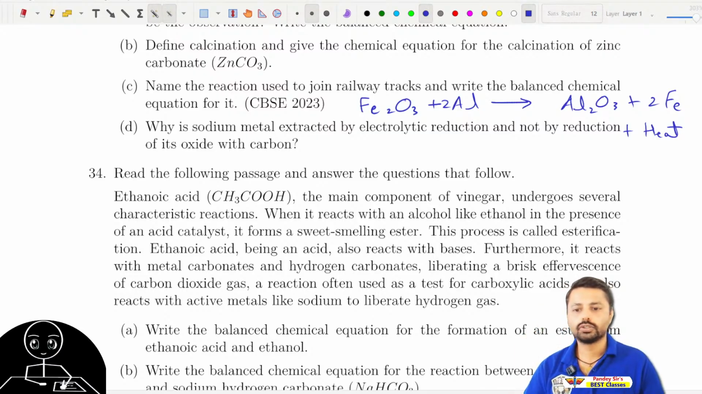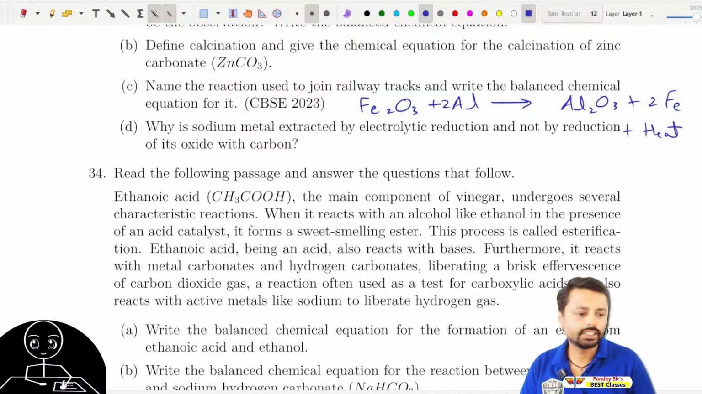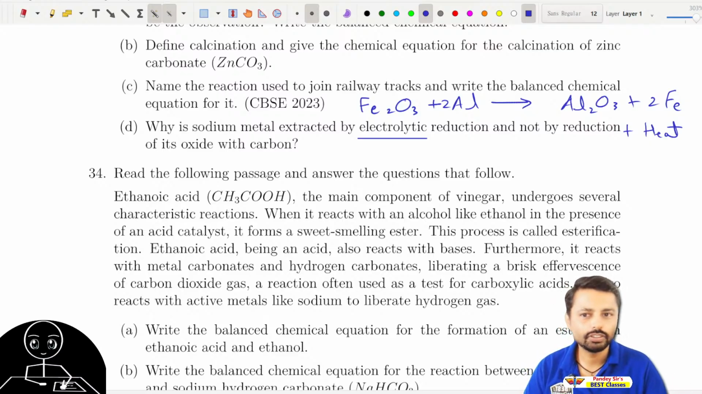Okay. So next question is easy. Try by yourself. Why is sodium metal extracted by electrolytic reduction and not by reduction of its oxide with carbon? It's actually very simple. Okay, try once by yourself.